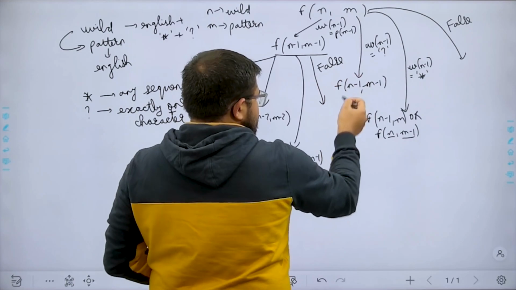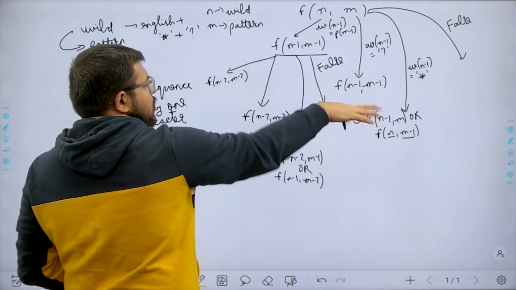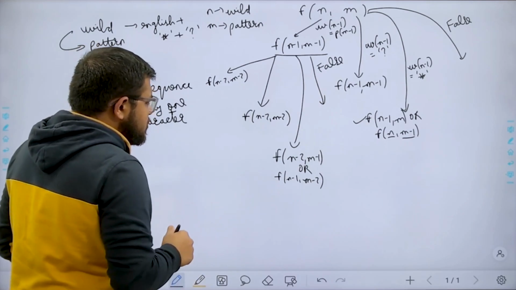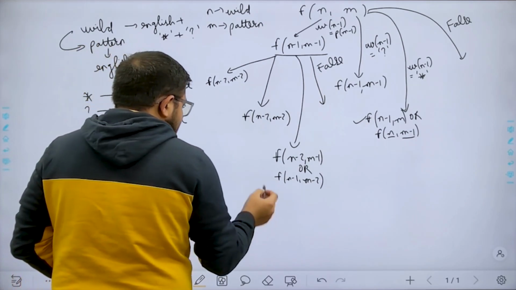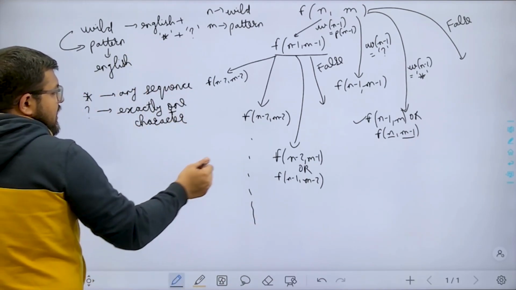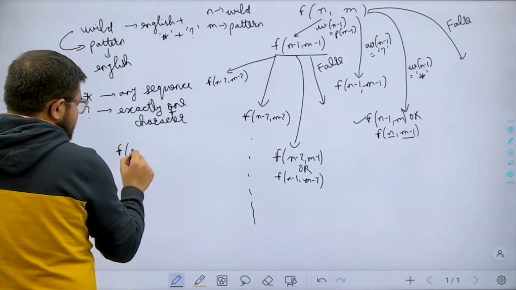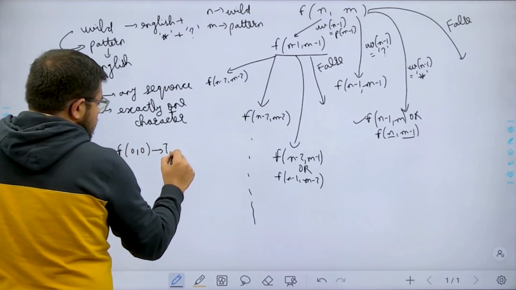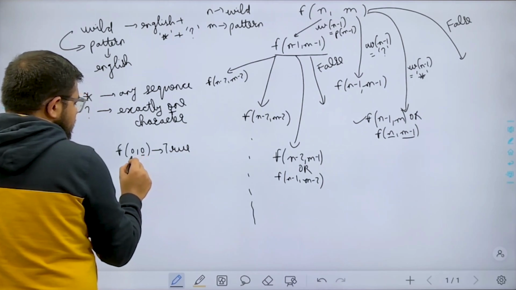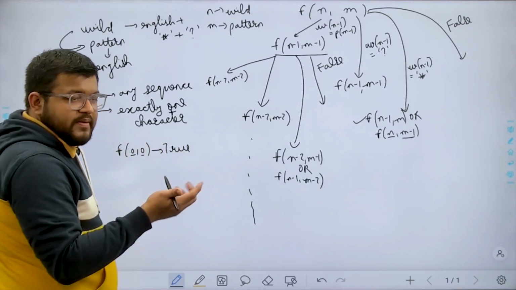Okay, and so on. There will be 4 calls for different things, 4 different possibilities at all recursive calls. When will we stop? What will be the base case, when will I stop? When either of the string lengths becomes 0. If both of them become 0, we will return true, because a pattern of length 0 can be made with the help of a wildcard string of length 0, because both of them are 0.